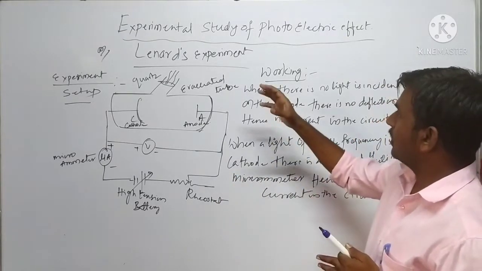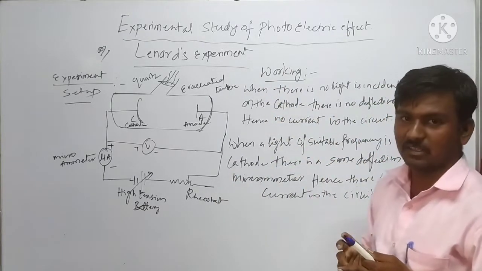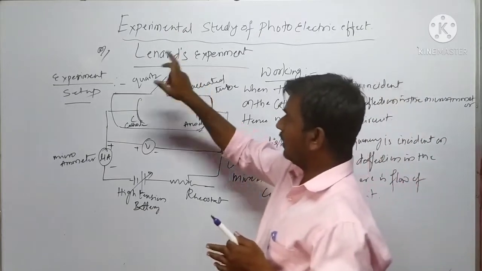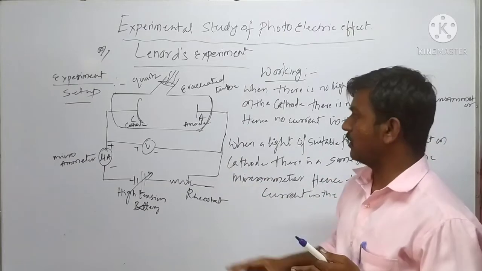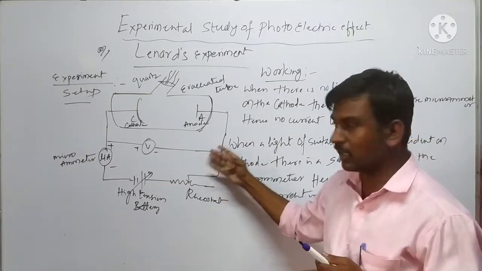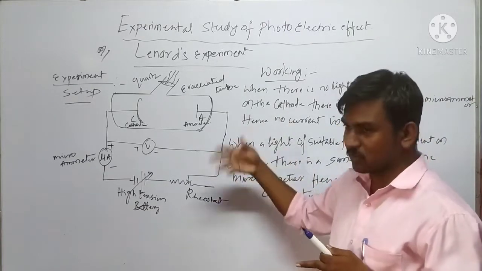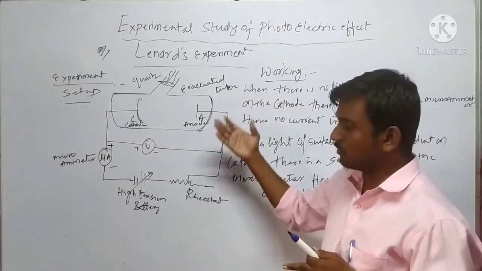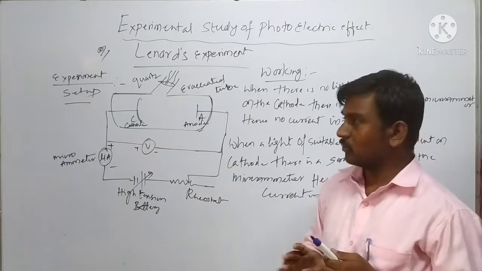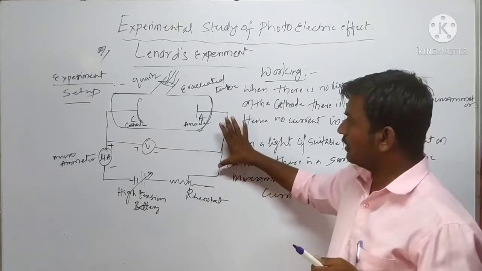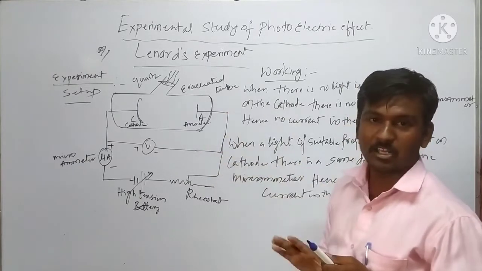The experimental study of the photoelectric effect was done by the scientist Lenard. He has given some construction of the experiment and its working. Based on this working condition, we have some observations regarding Lenard's experiment. First, we will study how to set up the experiment.